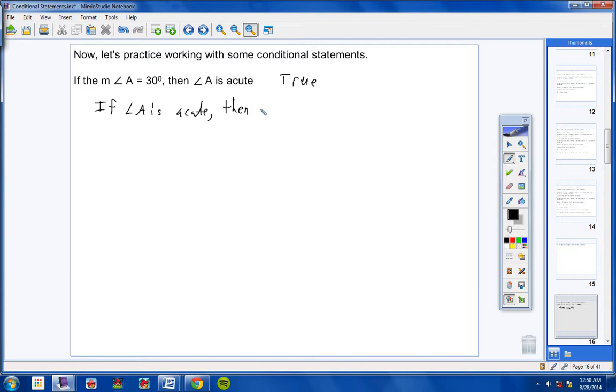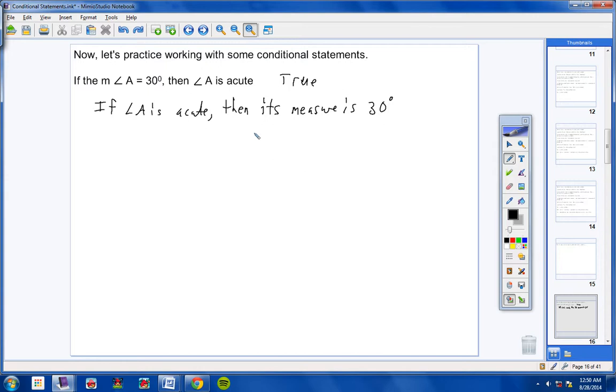then its measure is 30 degrees. Now you might have written this a little differently. You might have said if angle A is acute, then angle A equals 30. That's totally fine. There's more than one way to do this, but the main thing is I picked up this part here and put it over here, and I picked up this part here and put it over here. So let's see if that's true. If angle A is acute, then its measure is 30. No, that's not necessarily true. If angle A is acute, it can be any angle less than 90.